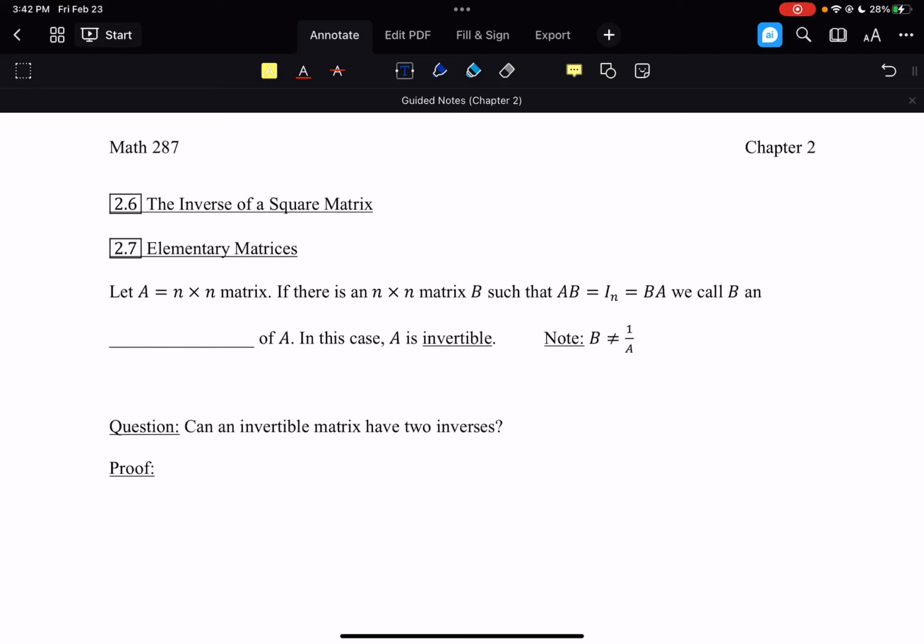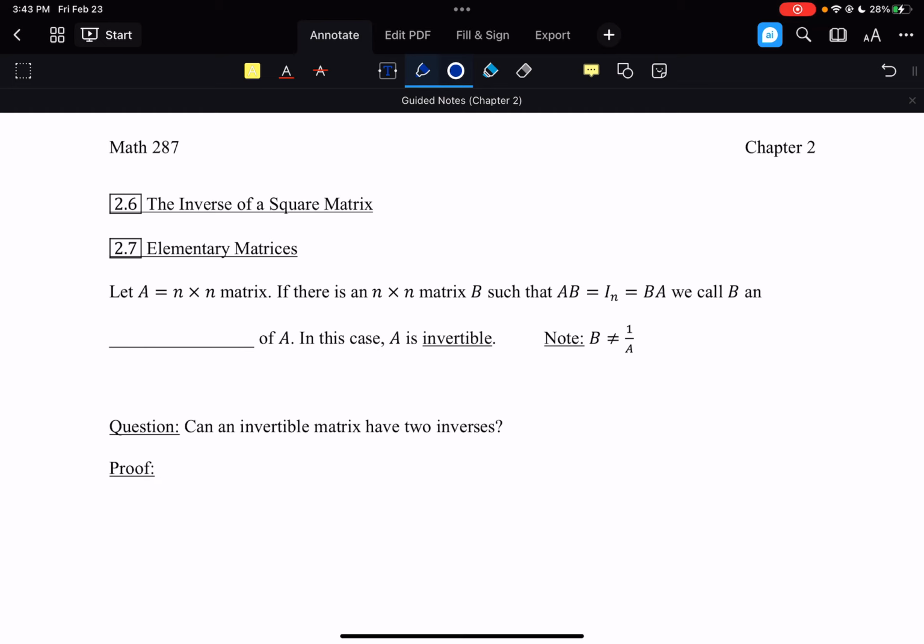Welcome to sections 2.6 and 2.7. We'll be tackling these sections together in conjunction with each other because their topics are very much related. In these sections, we're going to be talking about the concept of the inverse of a matrix and the concept of elementary matrices. So we're going to introduce some terminology, do some examples, see how these objects work together.